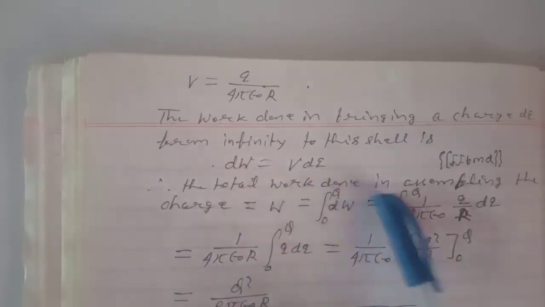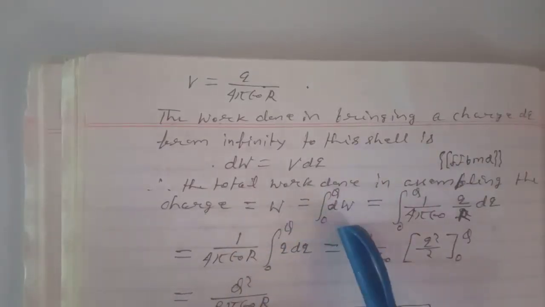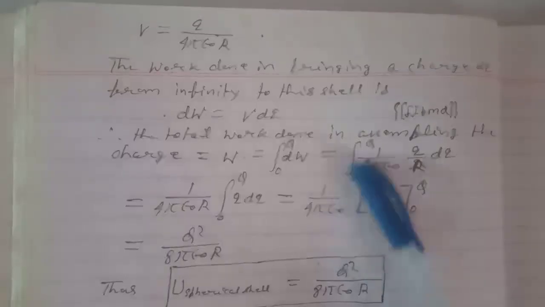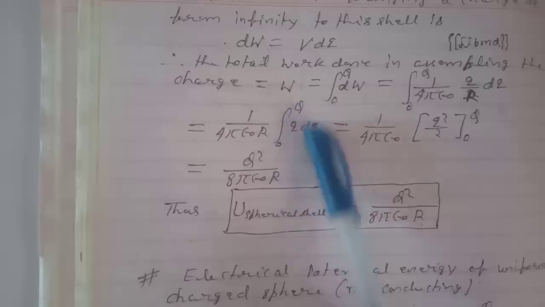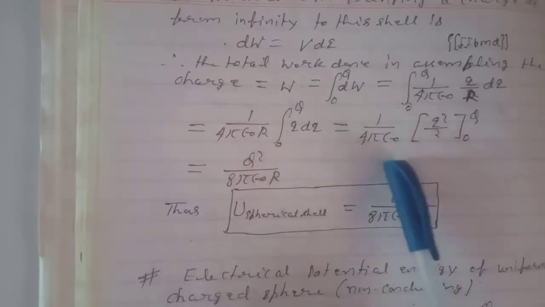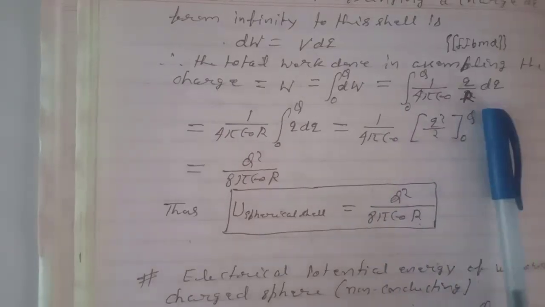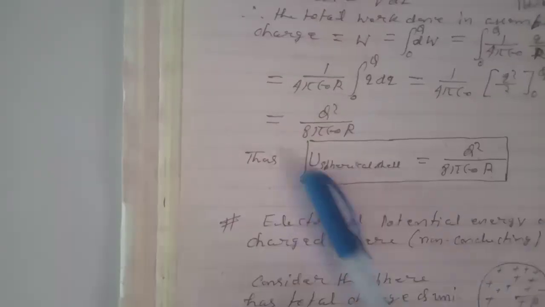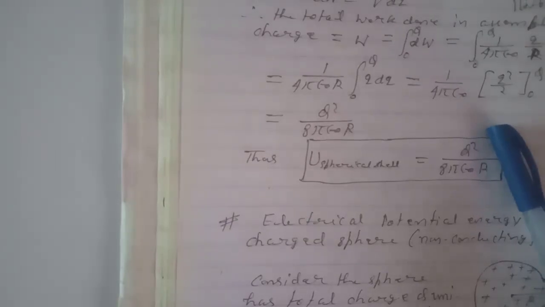Hence the total work done in assembling the charge is W equals integration 0 to Q of dW, or integration 0 to Q of 1 by 4 pi epsilon naught q by R dq, equals 1 by 4 pi epsilon naught R integration 0 to Q of q dq, equals 1 by 4 pi epsilon naught R into Q square by 2, equals Q square by 8 pi epsilon naught R. Thus, potential energy of a spherical shell equals Q square by 8 pi epsilon naught R.